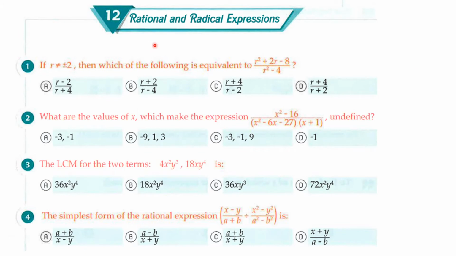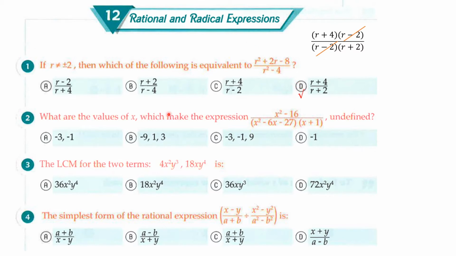This part is about rational and radical expressions. The first question: if r is not equal to plus or minus 2, which of the following is equivalent to this expression? Here you need to start by factoring, and after factoring you will find common factors. You will cancel them together, and here is the answer.